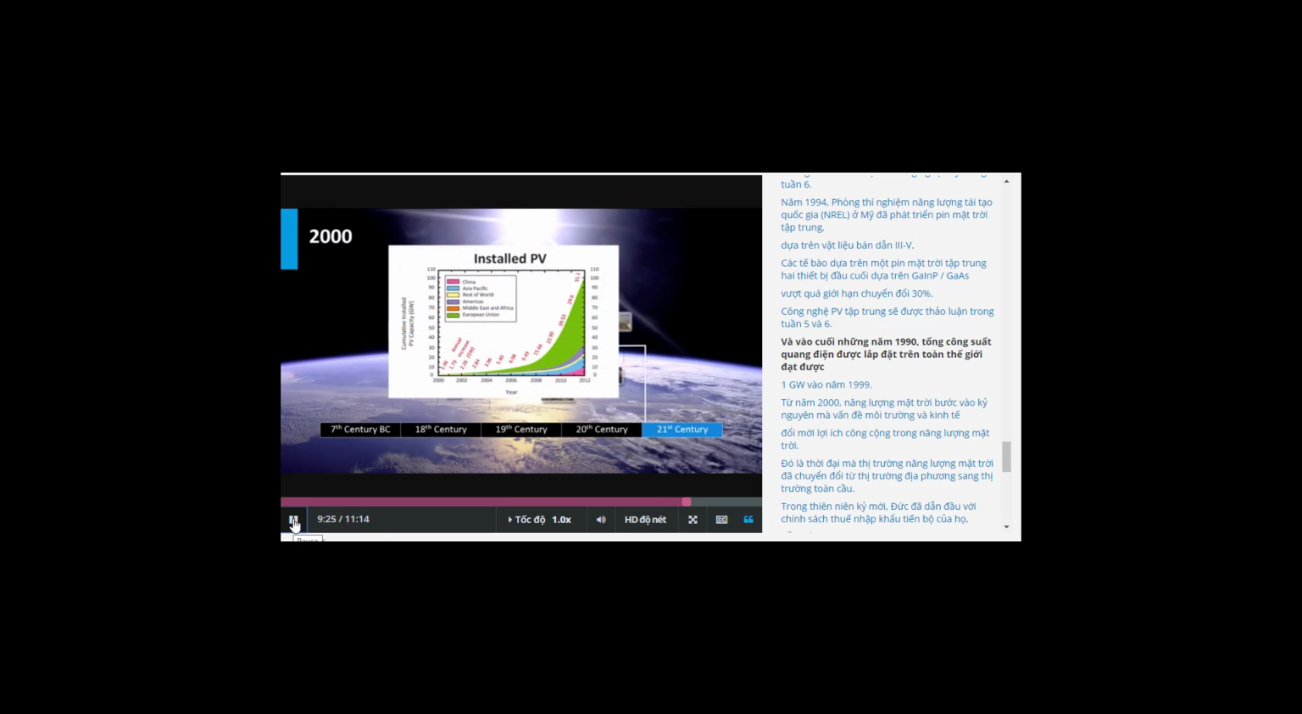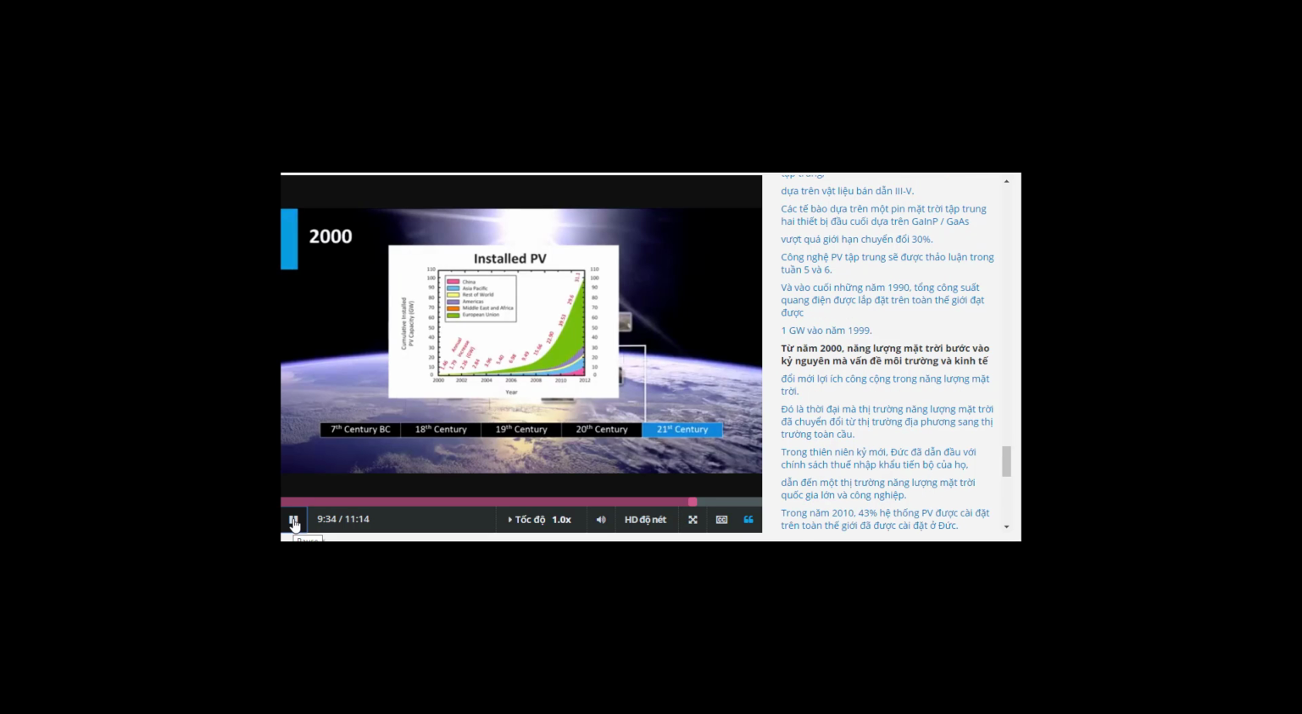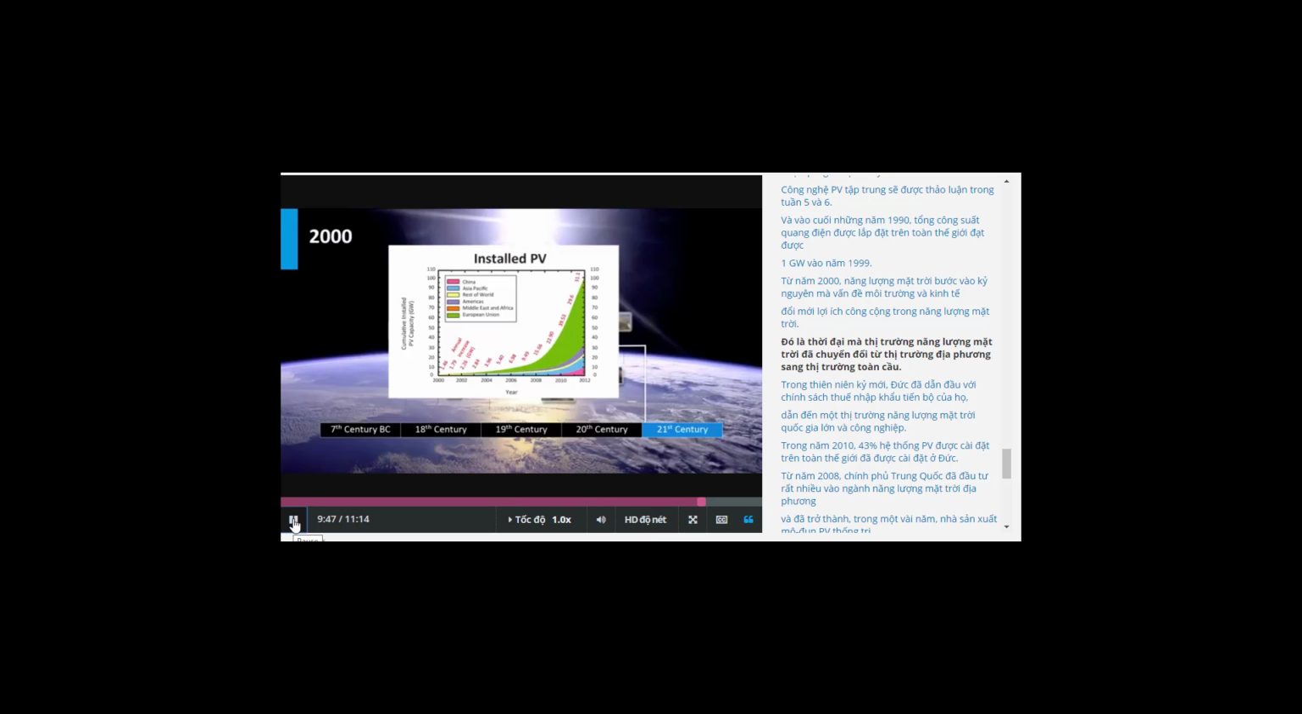And at the end of the 90s, the total worldwide installed photovoltaic power reached 1 gigawatt in 1999. From 2000, solar energy entered the era in which environmental issues and economic issues renewed the public interest in solar energy. It is the era in which the solar market has transformed from a local market to a global market.